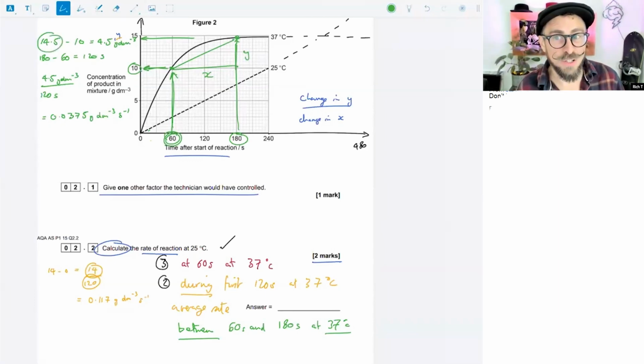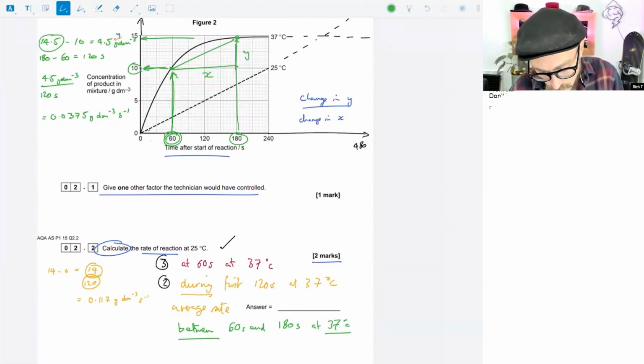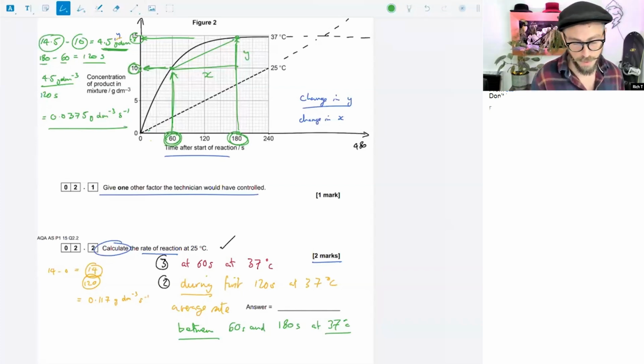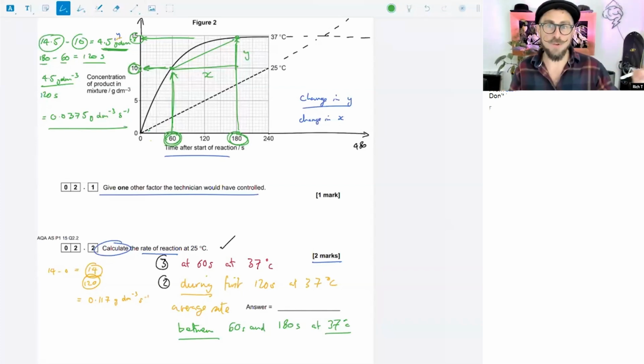Again, I said don't stress too much about the scale. So here, the change in y is 14.5 minus 10. That's where I'm getting both of those numbers from. Gives me a change in y of 4.5 grams per decimeter cubed. And it was between 180 and 60 seconds, so 180 minus 60 gives me 120 seconds. 4.5 grams per decimeter cubed divided by 120 seconds gives me this grams per decimeter cubed per second. Again, we're taking an average over a section.